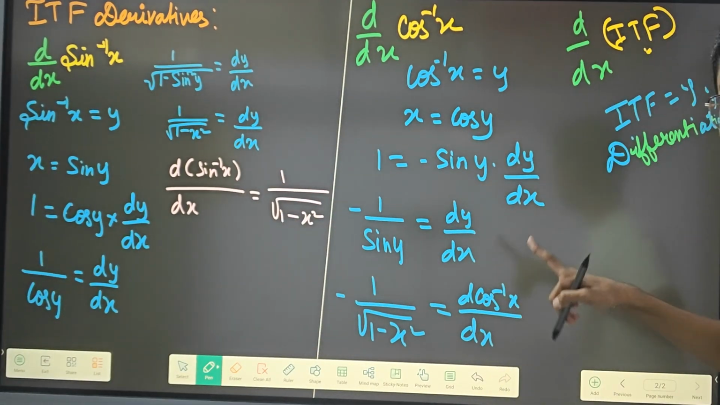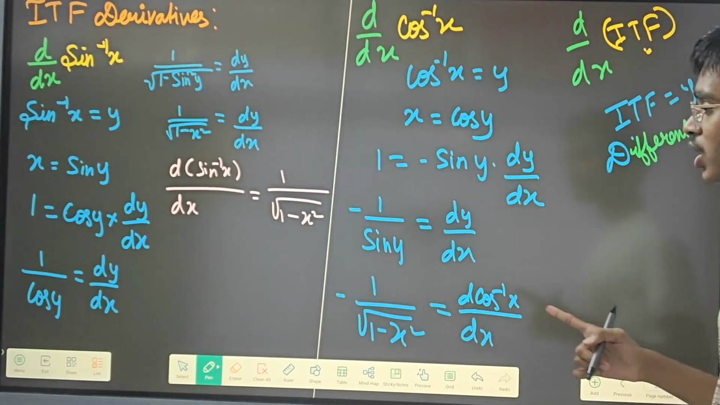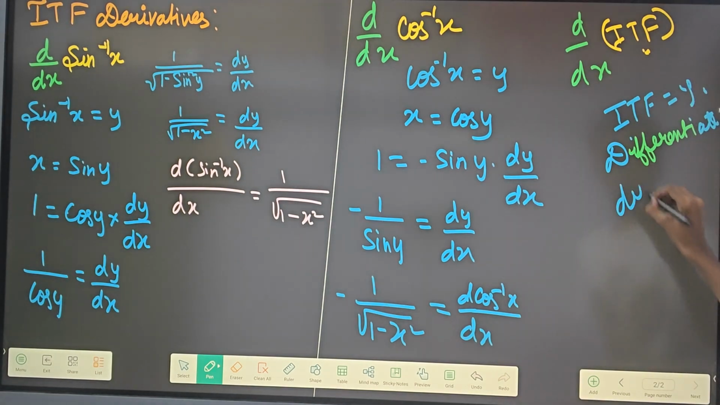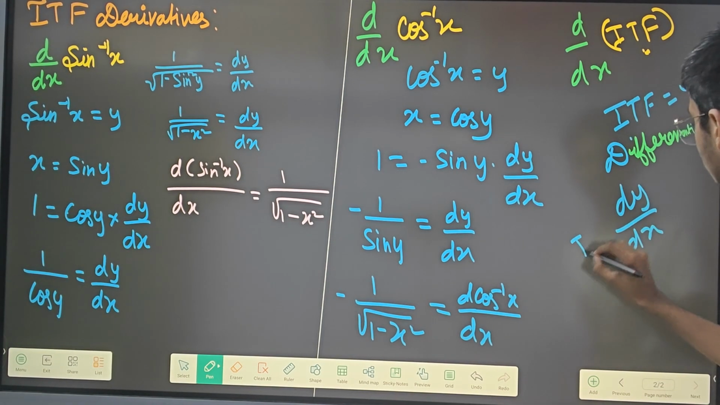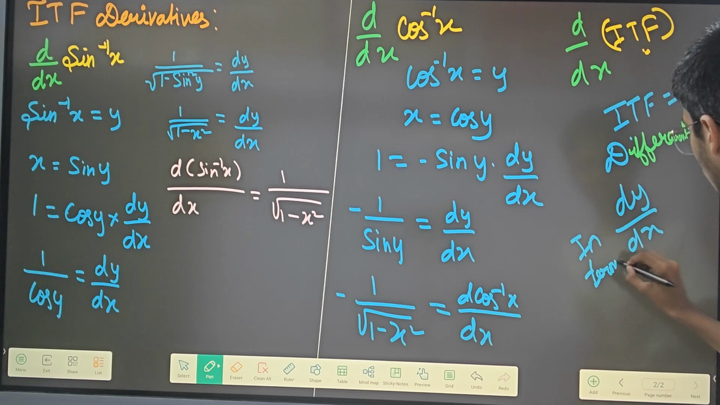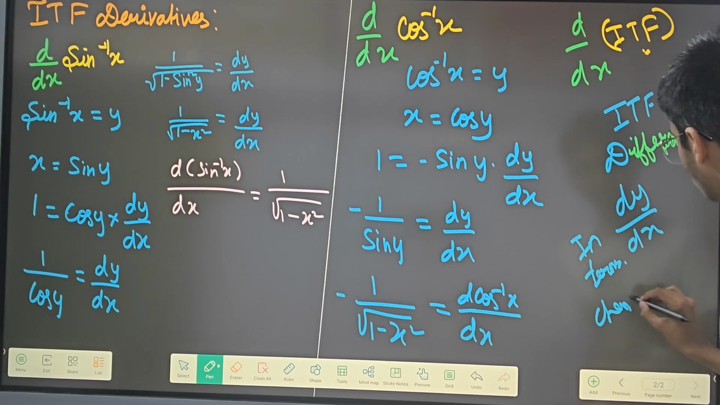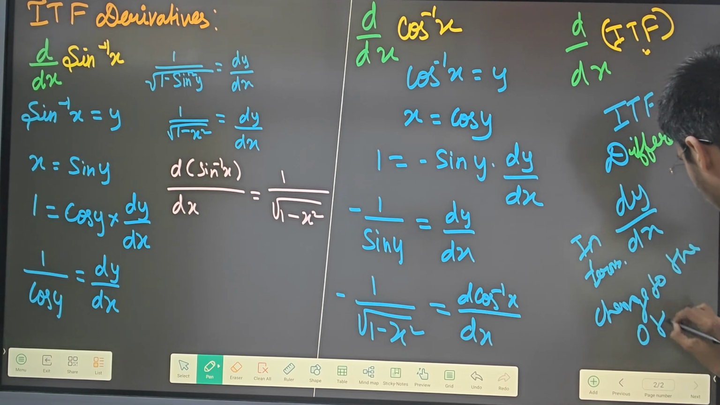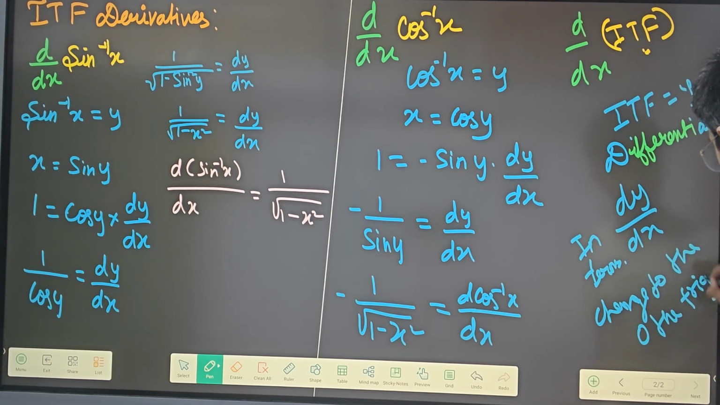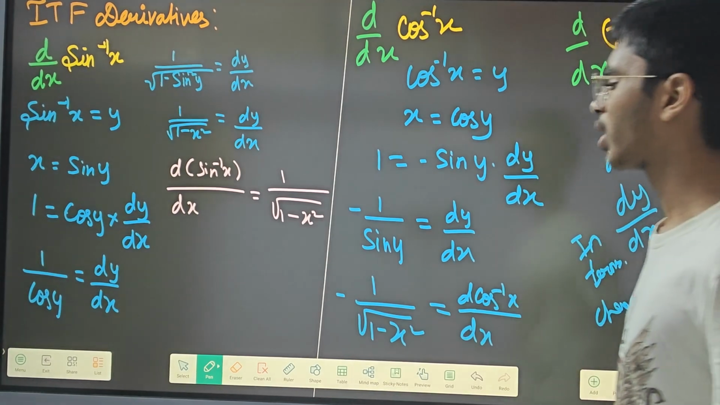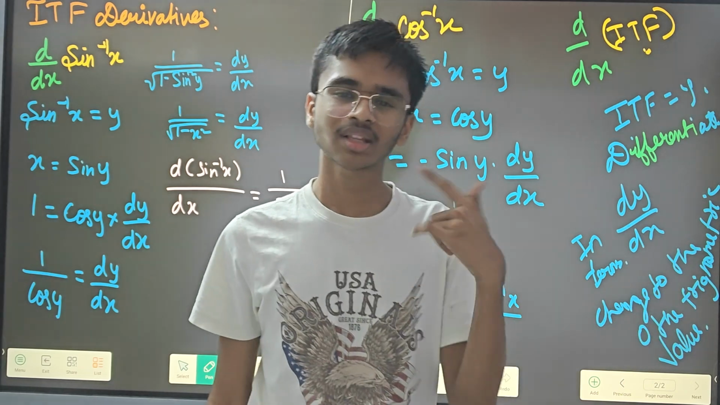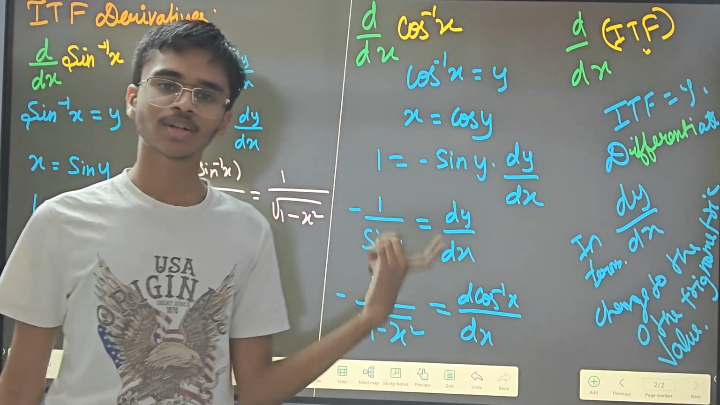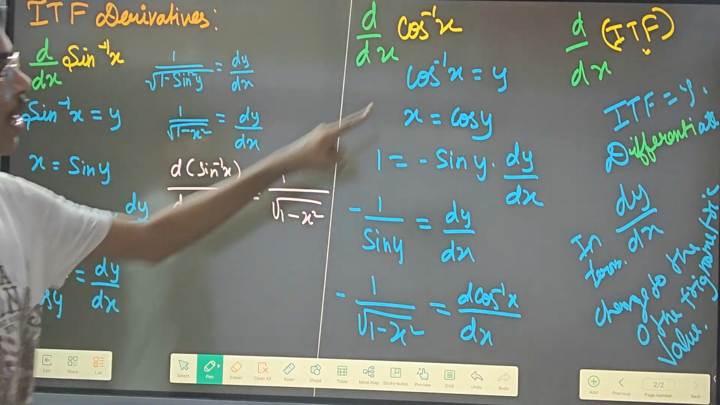Then after that, you have to differentiate it. After differentiation, bring it in terms of dy by dx. Then change this value to the other trigonometric value. Like this only. Similarly, for other inverse trigonometric functions also it will be there. You can do it for that also. So this is how you have to do.